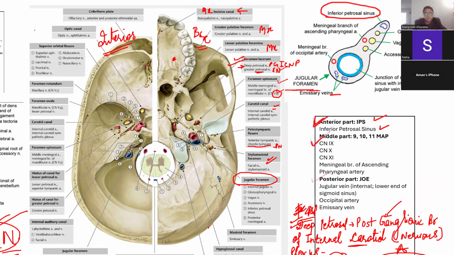Then we have the middle part. In the middle part, we have the cranial nerves number 9, 10, 11, and MAP. MAP is the meningeal branch of the ascending pharyngeal artery. So the four structures are glossopharyngeal, vagus, accessory, and the meningeal branch of the ascending pharyngeal artery. Glossopharyngeal is number 9, vagus is number 10, and accessory is number 11.